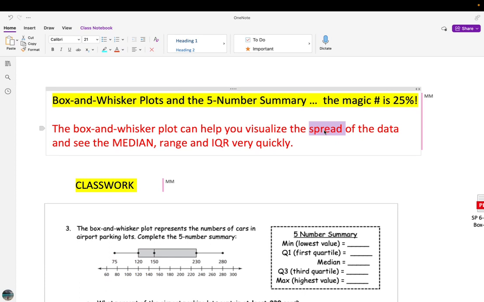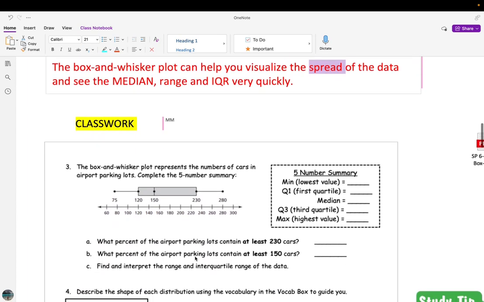Maybe it's not very spread out. Maybe it's really close together, like we see down here in number 3. Or maybe it is really spread out, like we also see over here in number 3. So let's take a look at that.